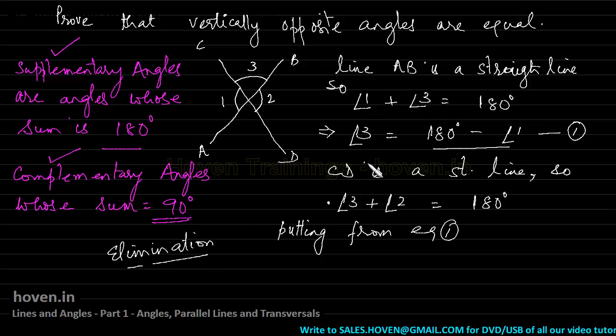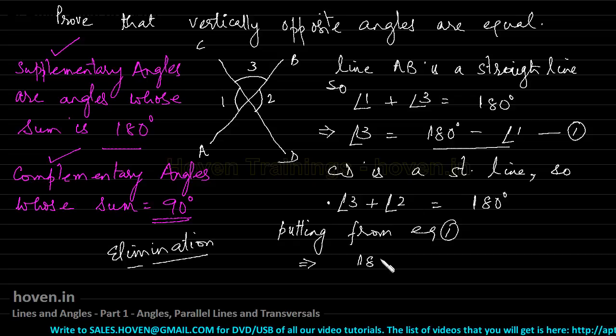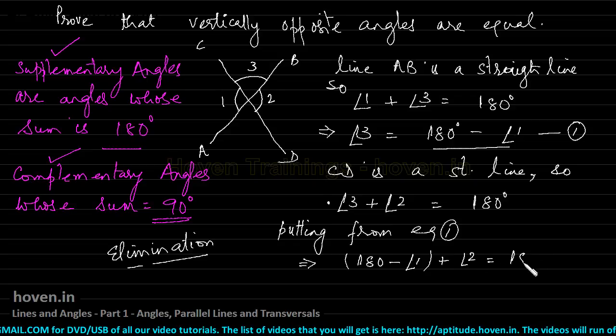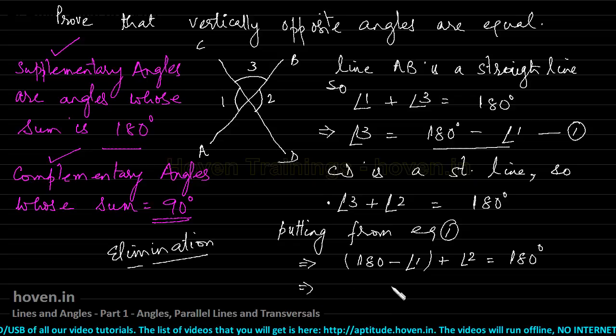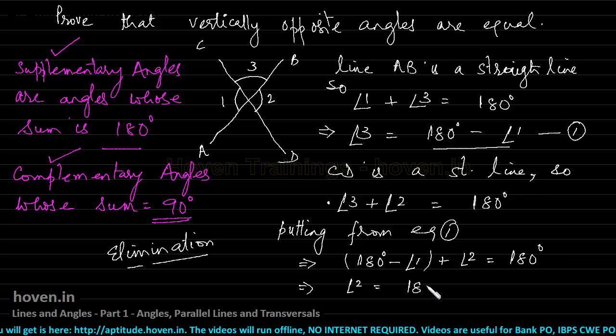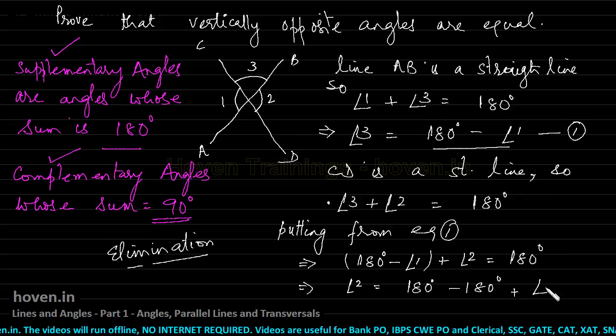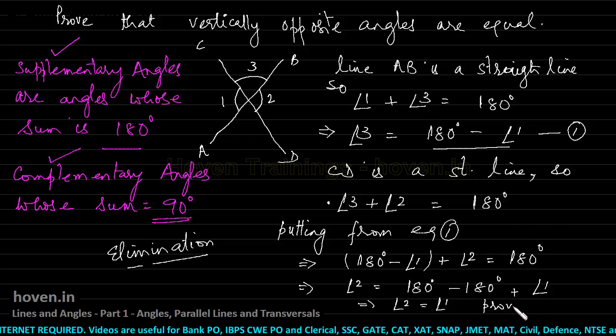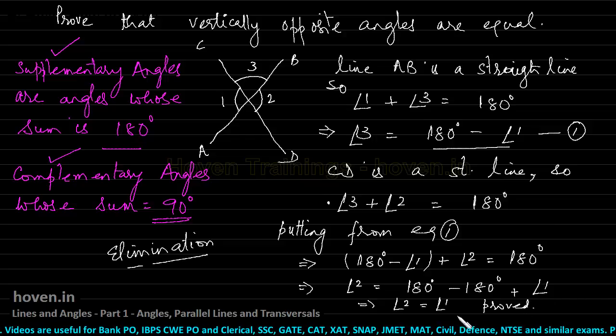So what we are saying is we are eliminating angle 3 by substituting it from equation 1, which implies 180 minus angle 1 plus angle 2 is equal to 180 degrees, which implies, now I'll take this angle 1 to the other side and 180 also to the other side. I'll be left with angle 2 on this side, which is equal to this 180 degrees. This becomes minus 180 degrees and angle 1 becomes plus 1, which implies angle 2 is equal to angle 1, which is proved. So this is how we prove this fact.